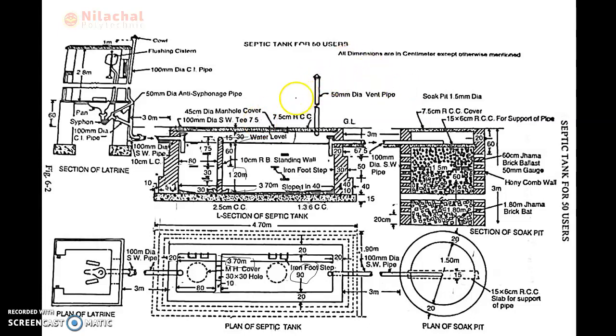Here the CC floor ratio is given. The CC floor is provided after the cement concrete. Where is the CC floor provided? This part. For this part, for the smoothing surface of the cement concrete, the CC floor is provided.